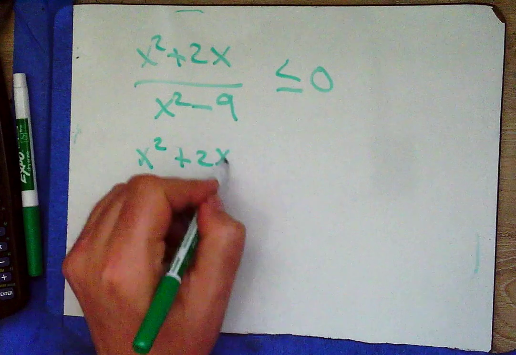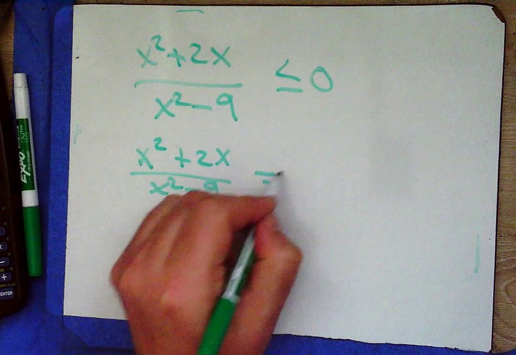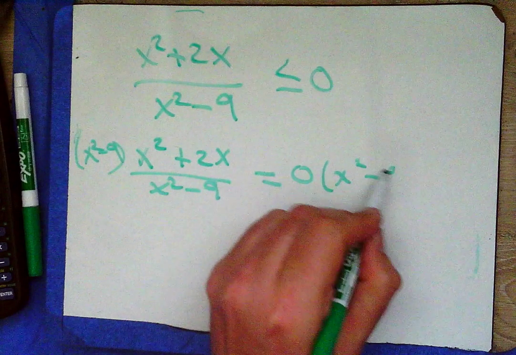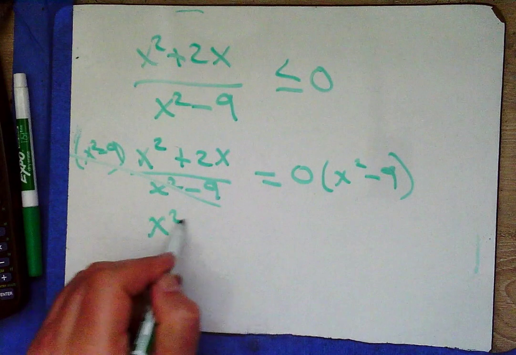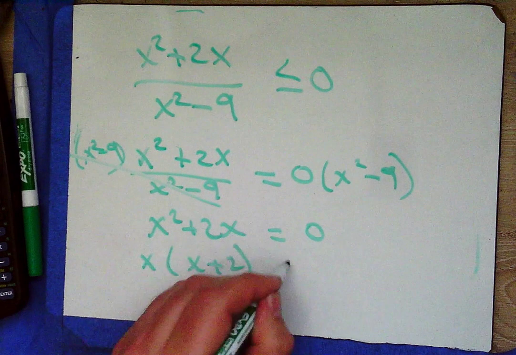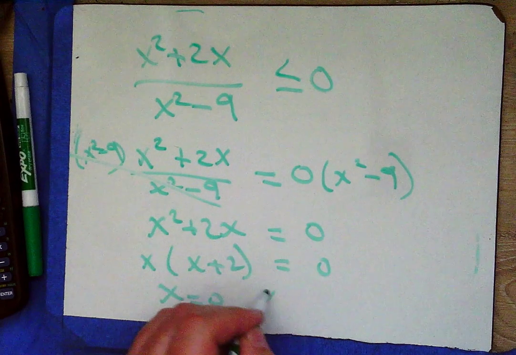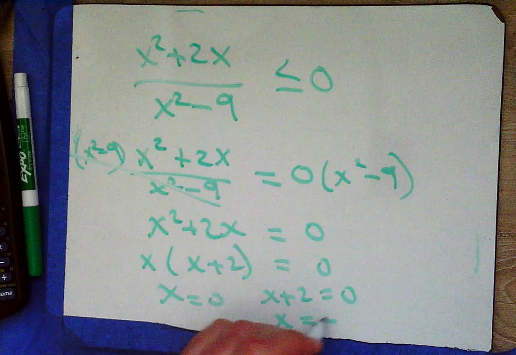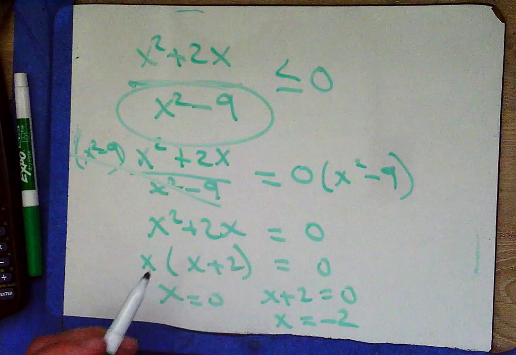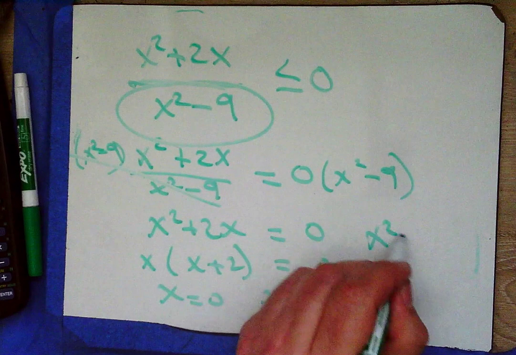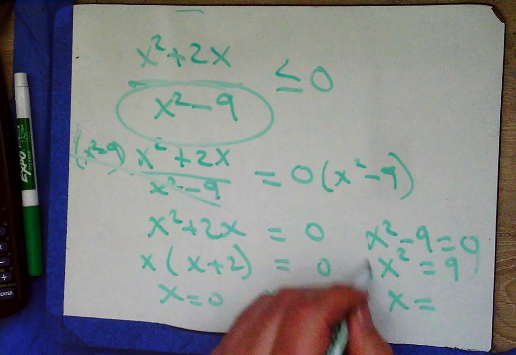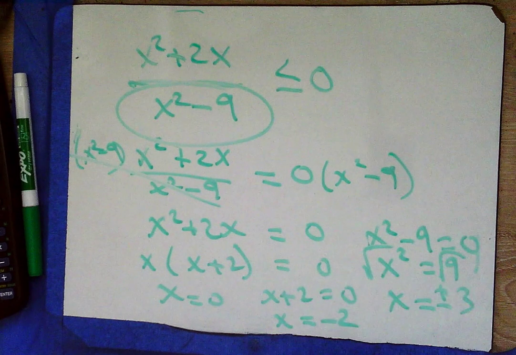x squared plus 2x over x squared minus 9 equals 0. Then multiply both sides by the denominator, and so we end up with x squared plus 2x equals 0. Here I can factor out an x, and I get x equals 0, and x plus 2 equals 0, or x equals negative 2. Are those my only critical numbers? No, don't forget the denominator. So when I set x squared minus 9 equal to 0, I end up with x squared is 9, or x equals, that's right, don't forget the plus or minus 3.